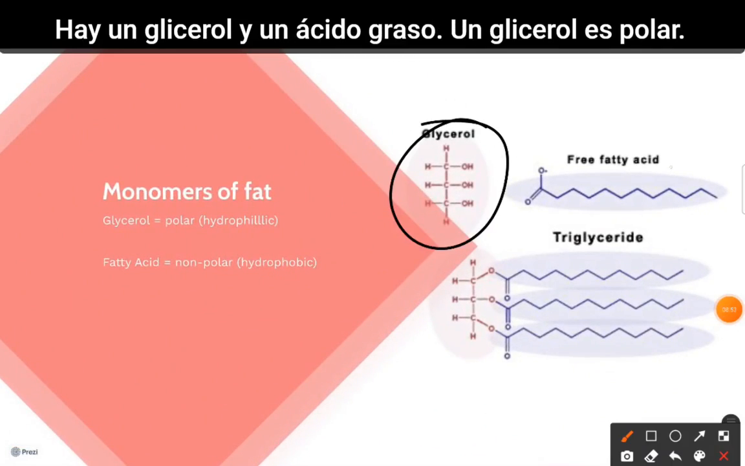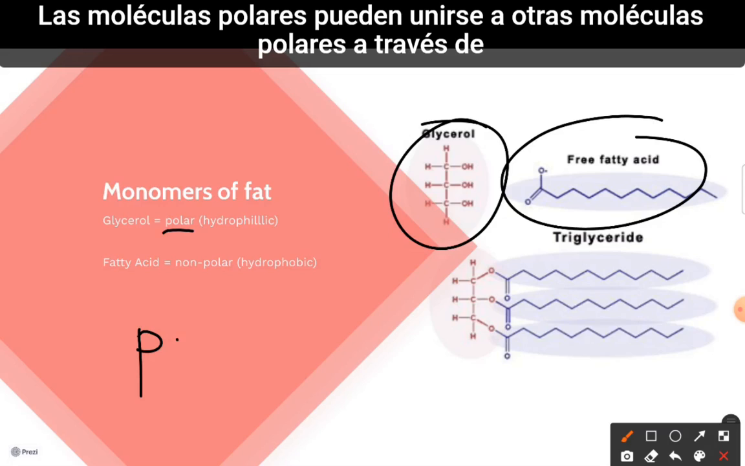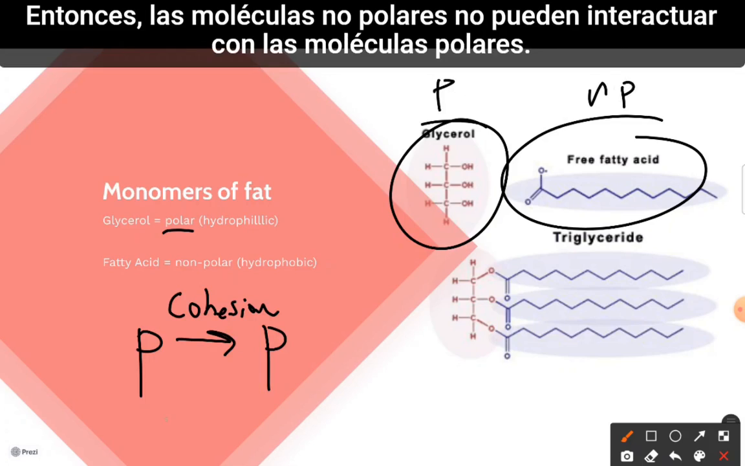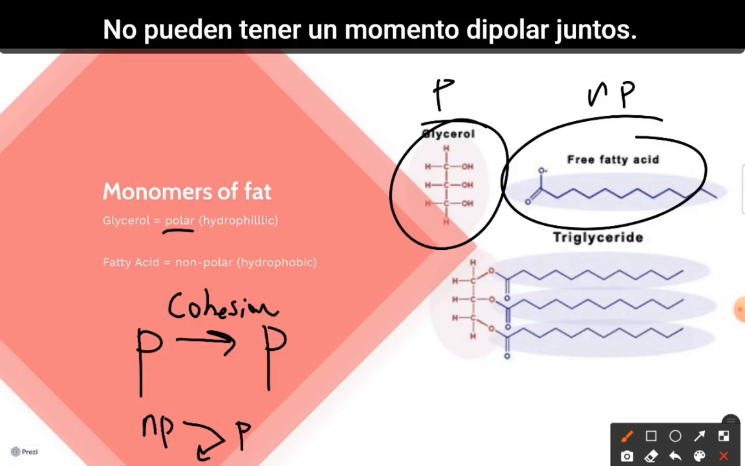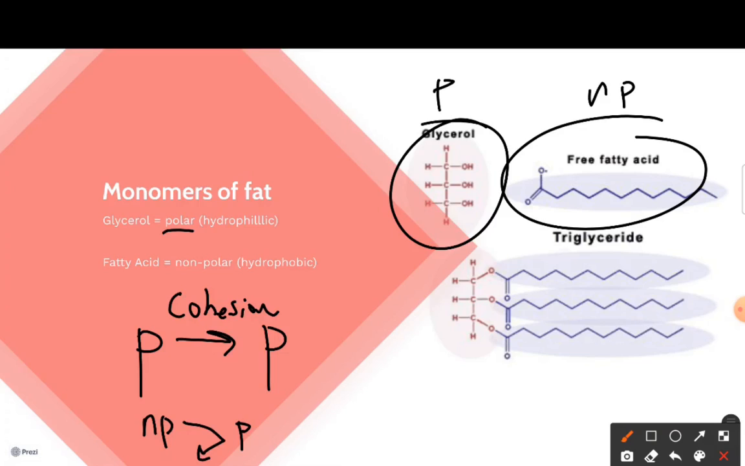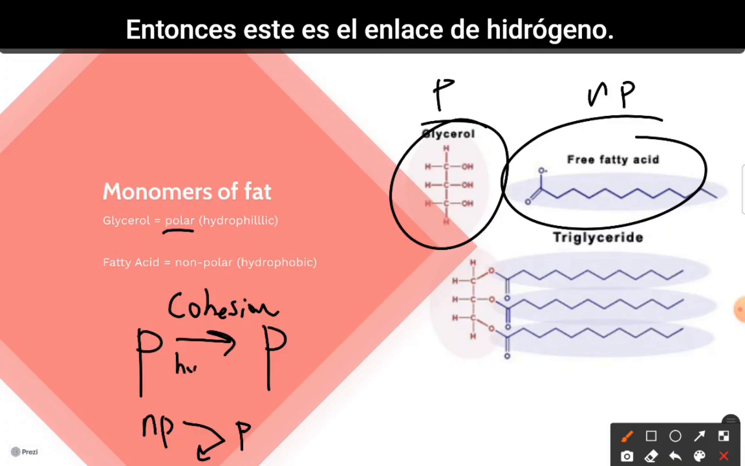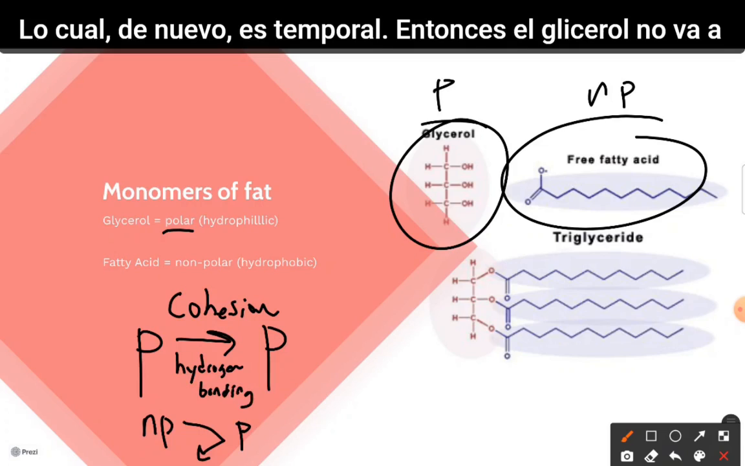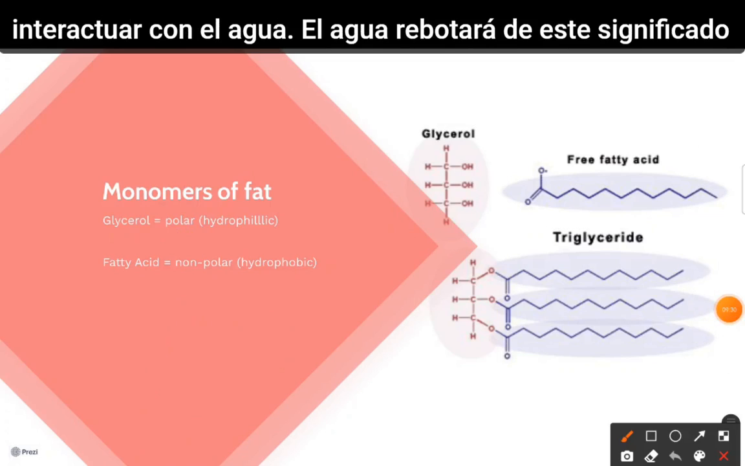All right, so let's look at the pieces of fat. They're made of 2 parts. There's a glycerol and a fatty acid. A glycerol is polar. Polar molecules can attach to other polar molecules through cohesion. And then there is the fatty acid. So this is polar, and this is non-polar. So non-polar molecules cannot interact with polar molecules. They cannot have a dipole moment together. There's no hydrogen bonding. So this is hydrogen bonding, which again is temporary.